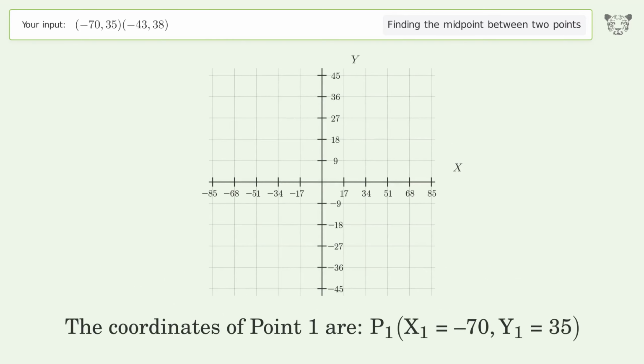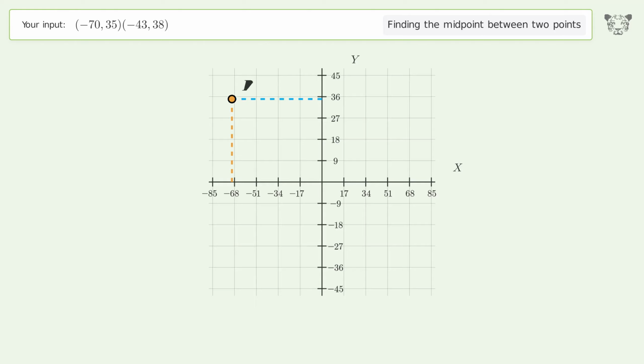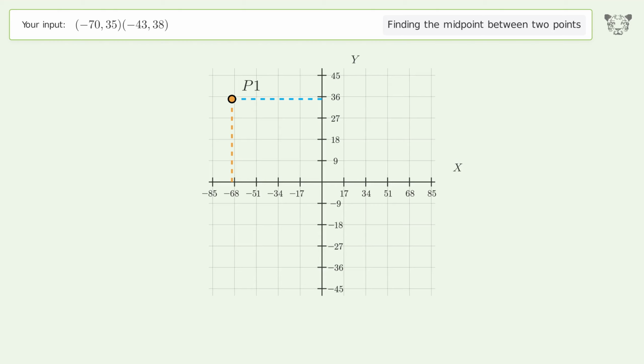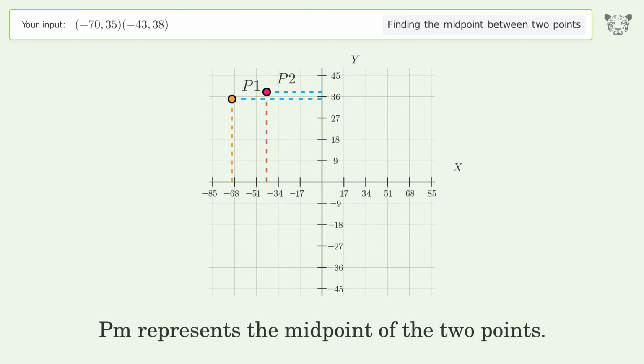The coordinates of point 1 are, x1 equals negative 70, y1 equals 35. The coordinates of point 2 are, x2 equals negative 43, y2 equals 38. PM represents the midpoint of the 2 points.